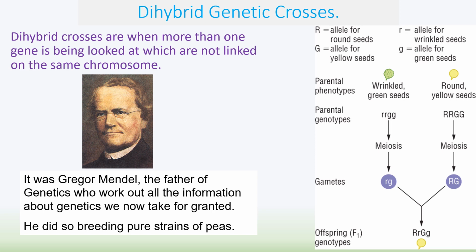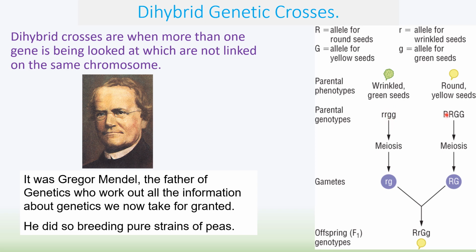We take genetics for granted, but he did it without any knowledge of genes. So if we have a look at an example, we have peas that are wrinkled and green. Green is recessive, so it's got a small g, and wrinkled is recessive, so it's got a small r. And we've got two sets, don't forget, because it's a purebred one. So little r is the fact that they're wrinkled, little g is the fact that they're green.